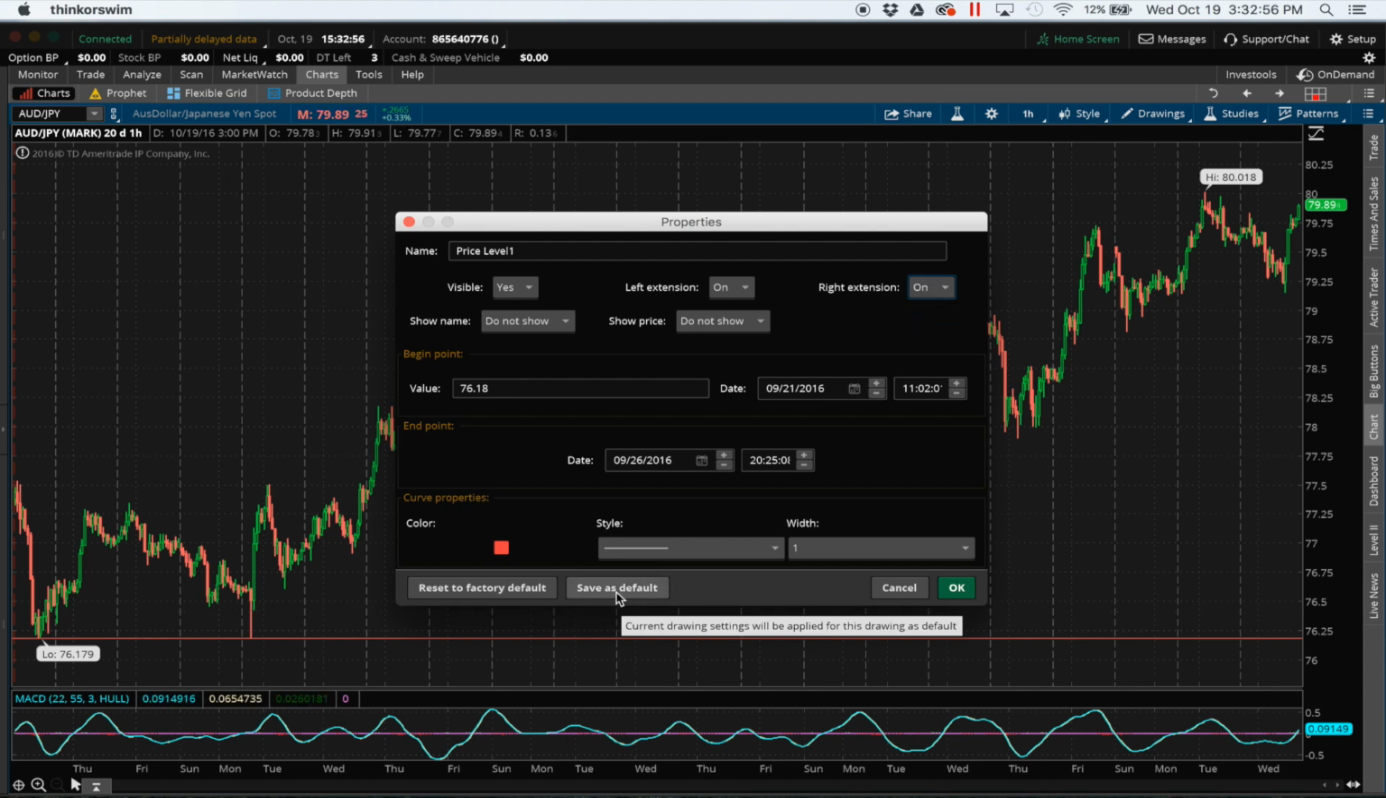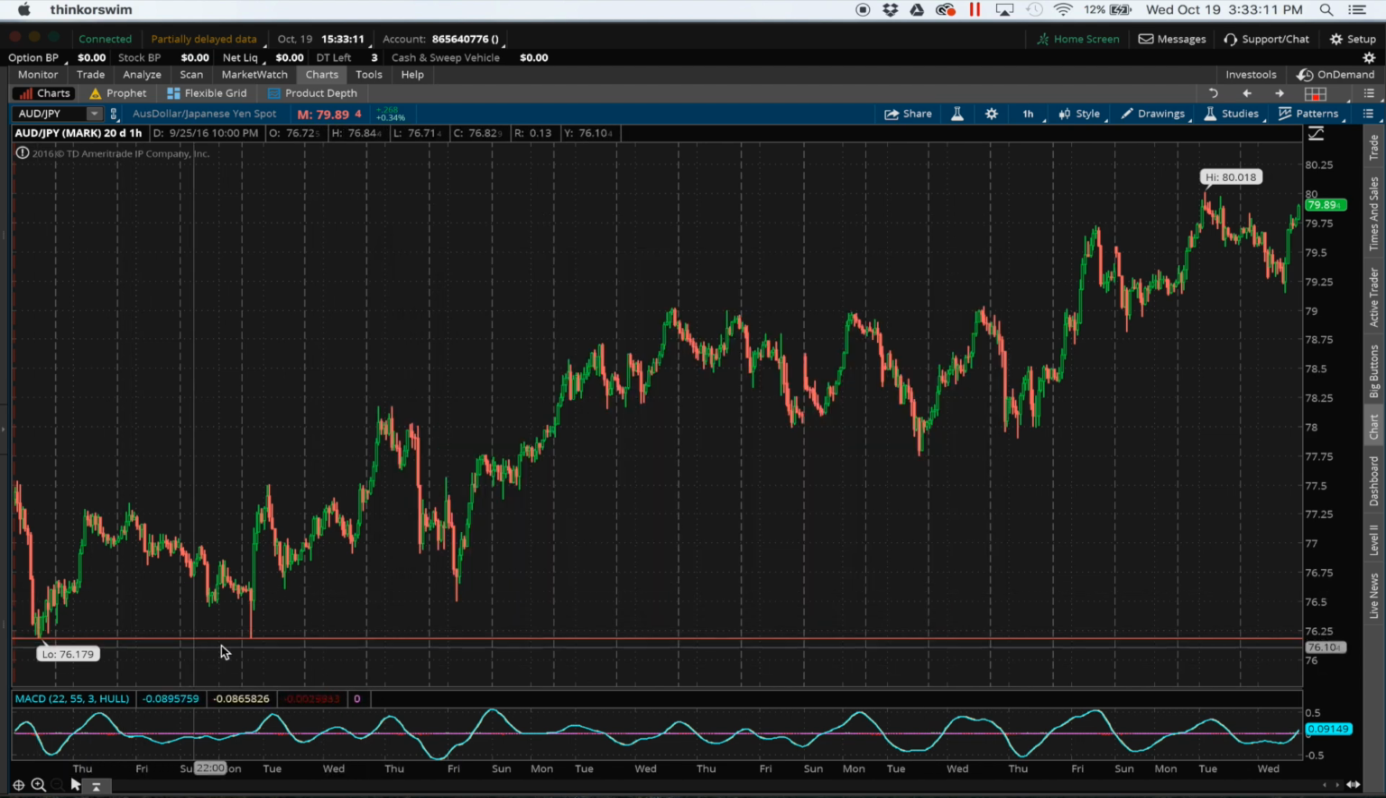Click save as default, so every time you put a new support or resistance line, it'll automatically go across the whole chart, so you can see it in the future, and even if you want to backtest, you can see it all the way back. So click OK. Now this is our first support level, so this is where you would want to be buying the market. You notice how price never exceeds this low, so that's how you know it's a key support level. Once you get your low, it'll usually come back to that price before it makes an uptrend move.